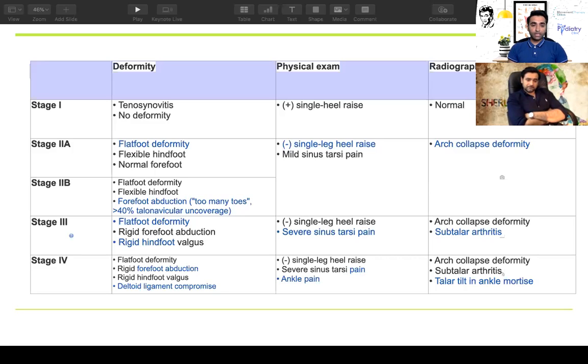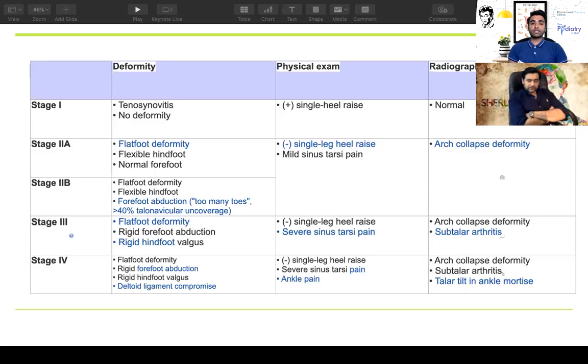Now, stage 3, you can start to see flat foot deformity, which starts to become a bit more rigid. The movement in the joints is reduced. The quality of movement in the joints is reduced as well. They find it really difficult to do the single heel raise, or it's really, really painful, or I often find that they just cannot do it. There's inability to do the single heel raise. Sinus tarsi pain starts to get affected as well. Again, in a radiograph, you would see arch collapse, deformity, and subtalar joint arthritis coming through as well.